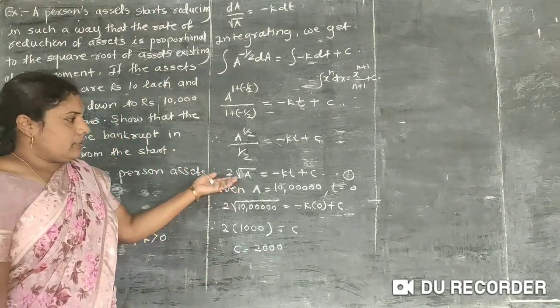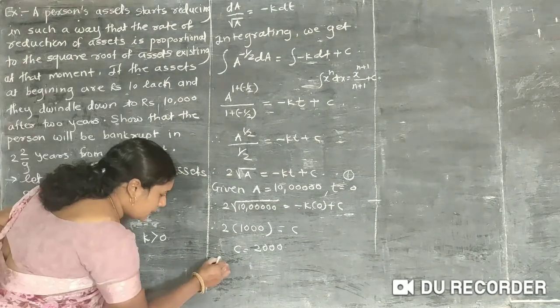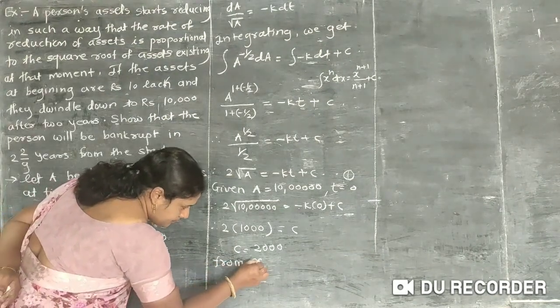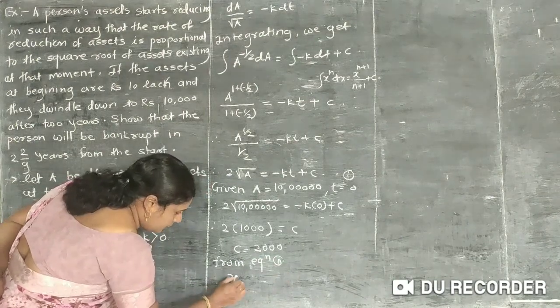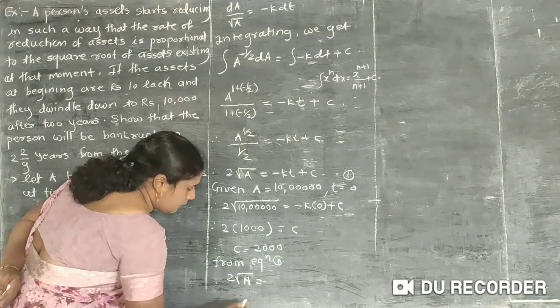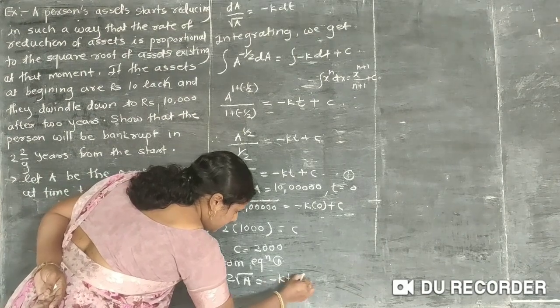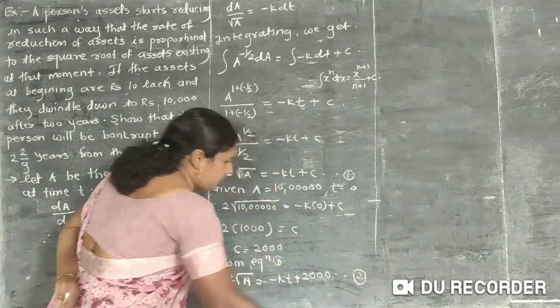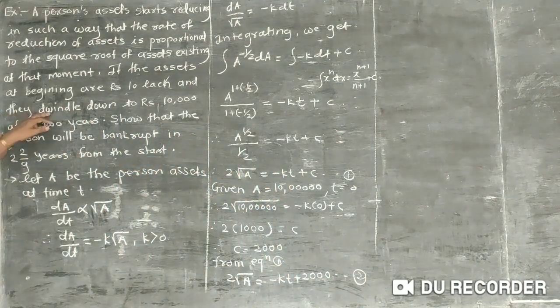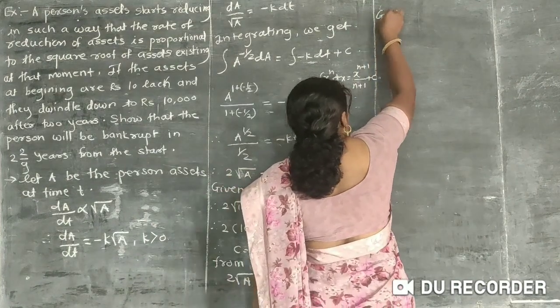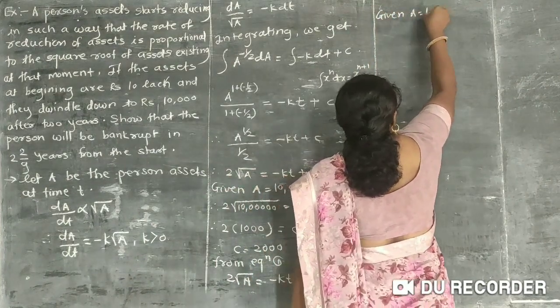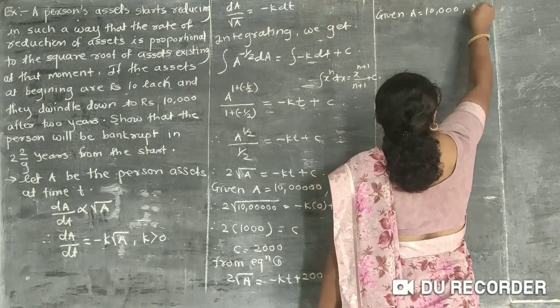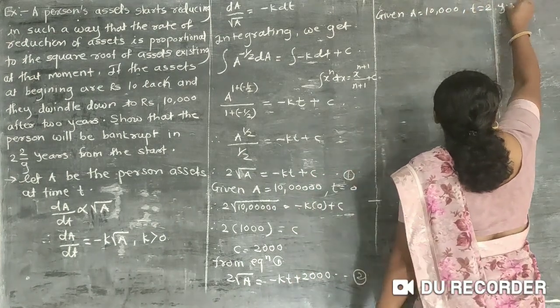Substitute this value of c in equation 1. We get from equation 1, 2 into square root of A is equal to minus kt plus 2000. Suppose this is equation 2. Now, given that the assets are reduced to rupees 10,000 after 2 years, that is given A is equal to 10,000 at t equal to 2 years.